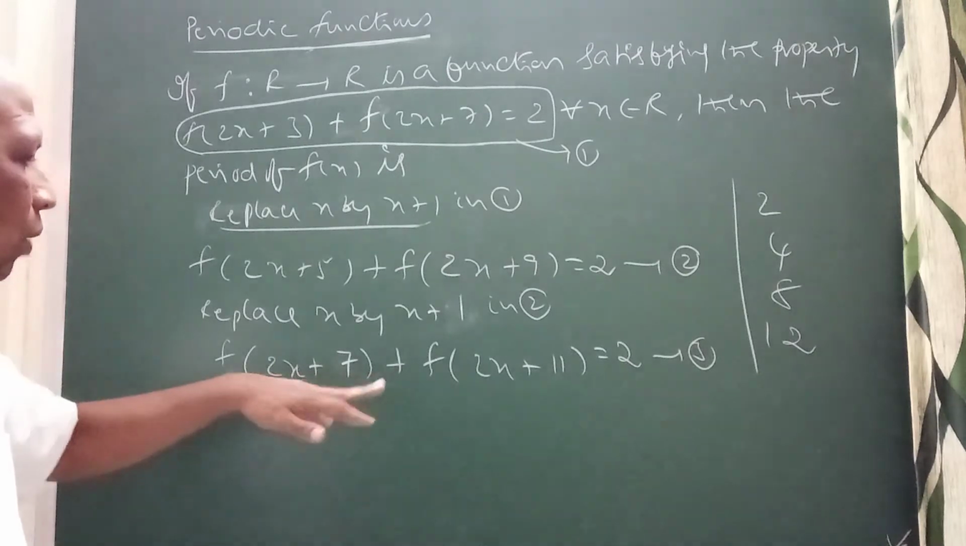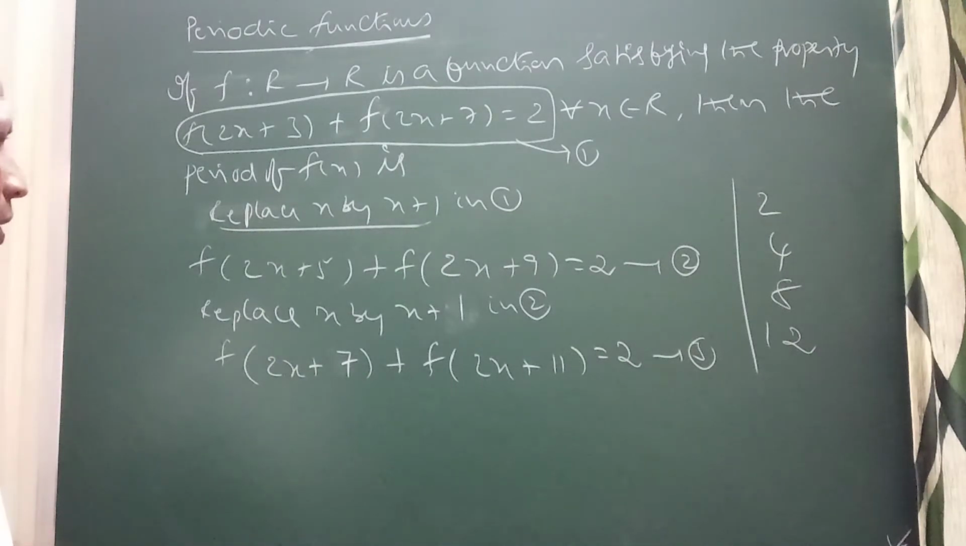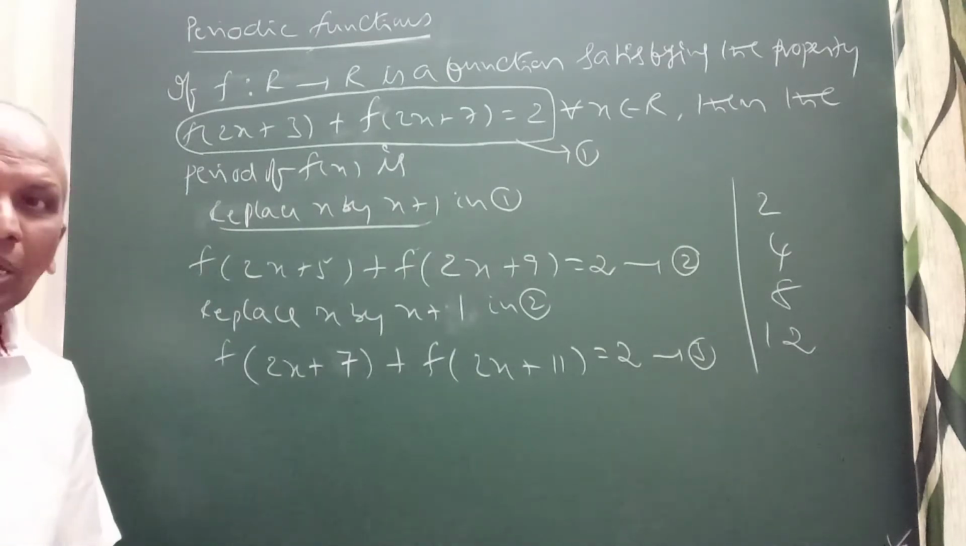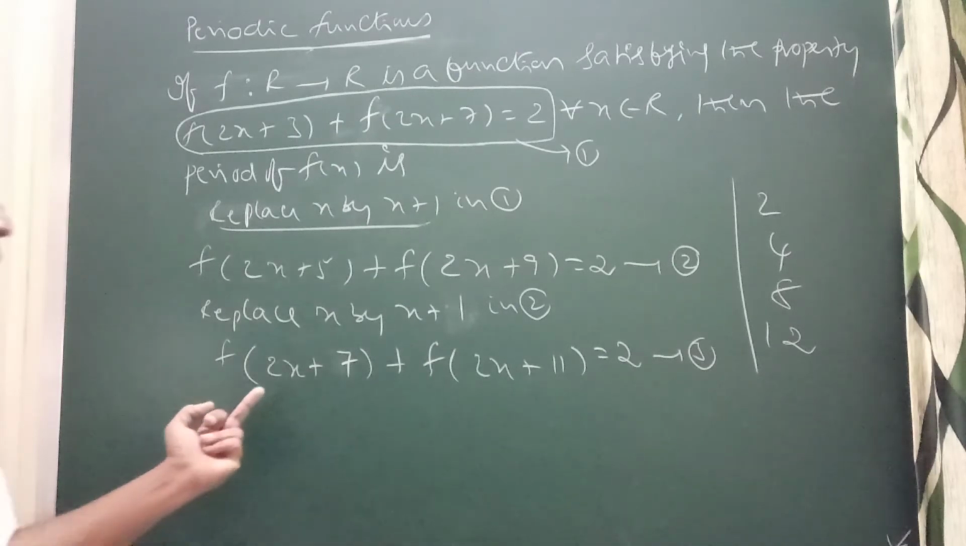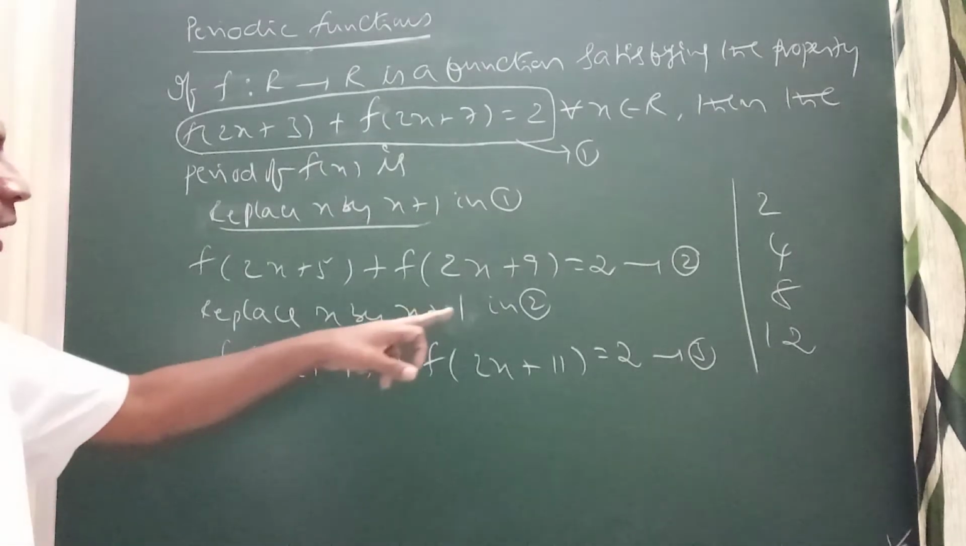Now we can observe here. What can you observe? Correct, I have done the same thing with the same equation, replacing x by x plus 1. Now we can simplify these two equations. If we simplify these two equations, we will get a result like this, right?